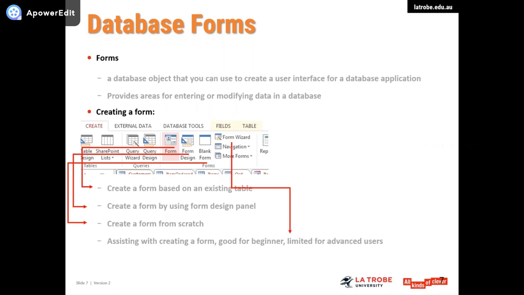The second is the form design. You will create a form by using the form design panel, but you need to enter all the details by yourself. Then there's the blank form. It means that you have to create a form from scratch. You have to design everything from nothing, so this is more for advanced users. And then there's the form wizard. It will assist with creating a form, good for beginners and limited for advanced users because it has many limitations. I will show you how to create a form later.